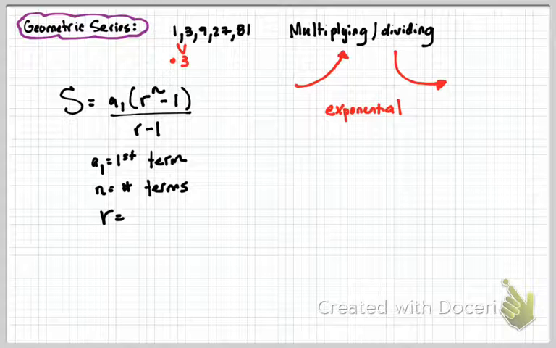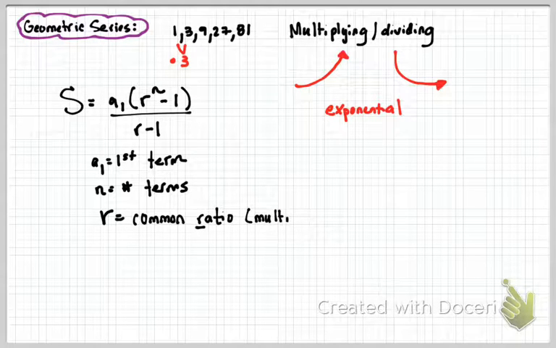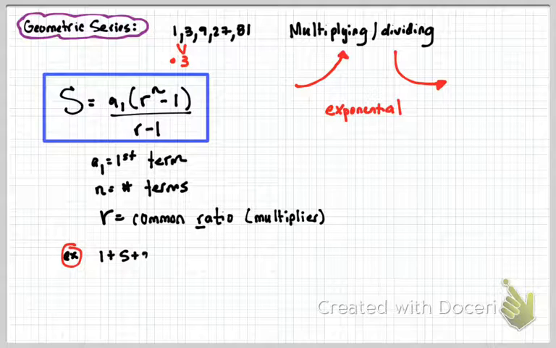And we call this our common, kind of like we had that common difference. Now we call this a common ratio. That's why we use the letter R. Another way we might refer to this is our multiplier. So right below it, go ahead and write an example. And I'm going to give you this sequence or series, and you're going to solve it using that formula.